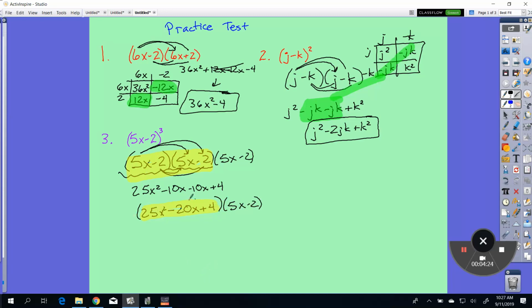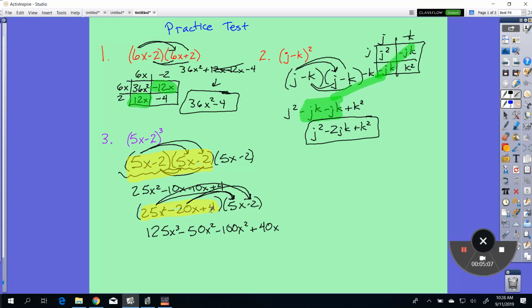So this 25x squared is going to go to both of those. So 25x squared times 5x is 125x cubed. And you can use a calculator to do your multiplication. 25 times negative 2, 2 quarters makes 50 cents, right? So negative 50x squared. Now negative 20x times 5, negative 2 times 5 is 10, so minus 100x squared. And then negative 20 times negative 2, a negative times a negative is a positive. 2 times 2 is 4, so that's going to be 40x.